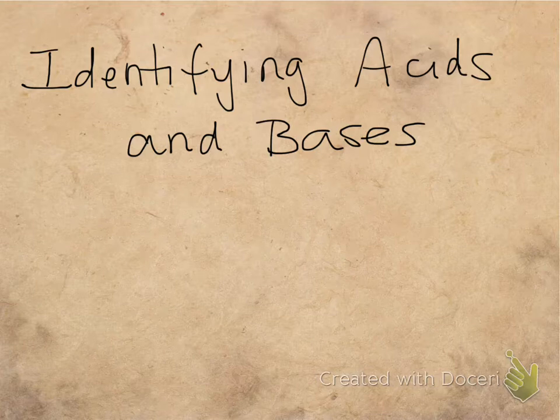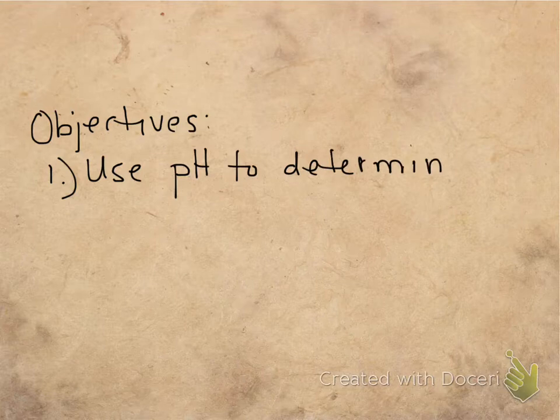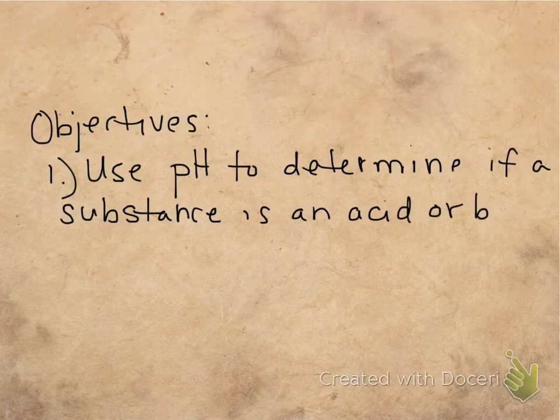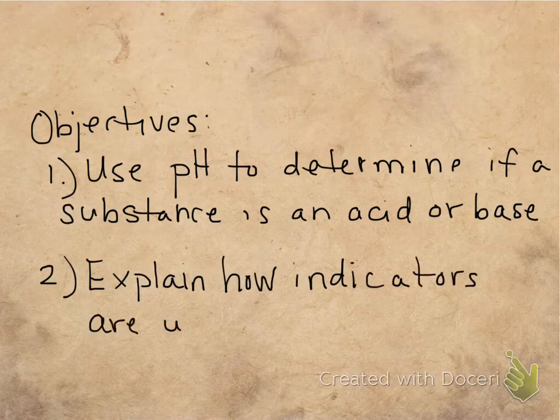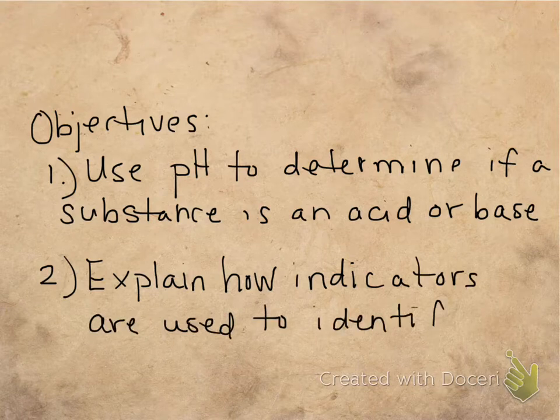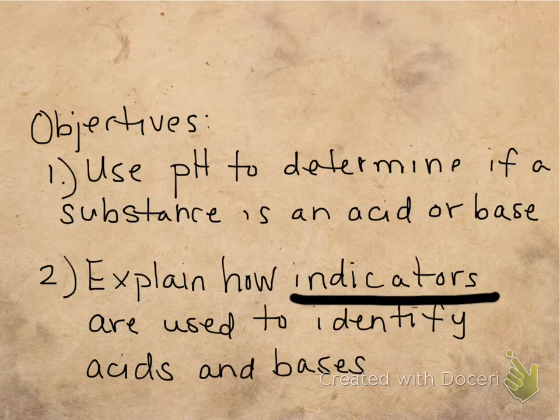So our objectives today, watching this video, we have 2 objectives. The first objective is to use something called the pH scale to determine if a substance is an acid or a base. So we'll talk about the pH scale, and then our second objective will be to explain how indicators are used to identify acids and bases.